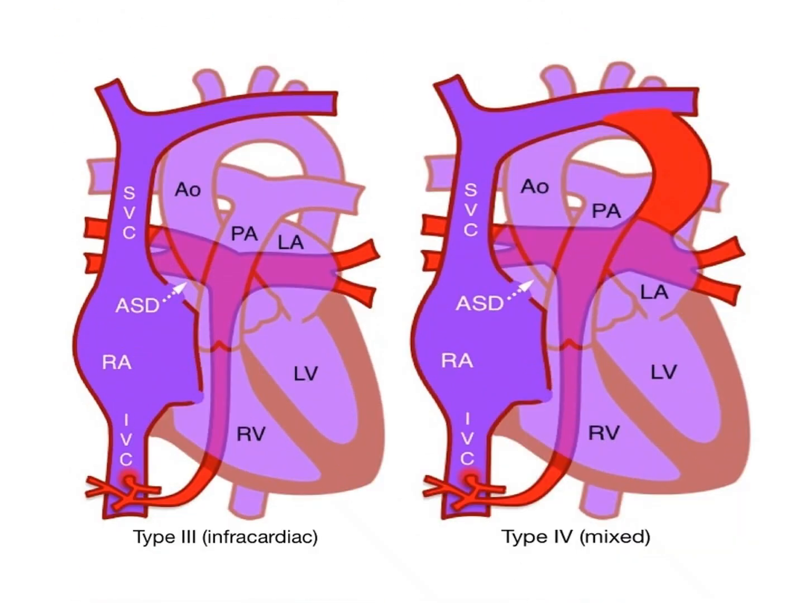Now type 3 is the infracardiac type, where the connection is at the infracardiac level, as we can see here, the inferior vena cava in this image, and it can drain into the hepatic vein, portal vein or IVC. Now type 4 is the mixed pattern, so it could be a supracardiac, infracardiac or cardiac type.